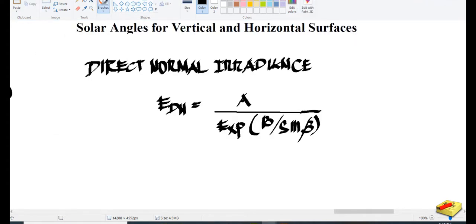Now for the direct normal irradiance at the earth's surface on a clear day, the direct normal irradiation is expressed in this equation. That will be your A, the apparent solar irradiation at air mass zero, which will be located in a table from the ASHRAE. I will also include it here. Then you have the value of B, the atmospheric extinction coefficient, that will also be in the table from the ASHRAE.